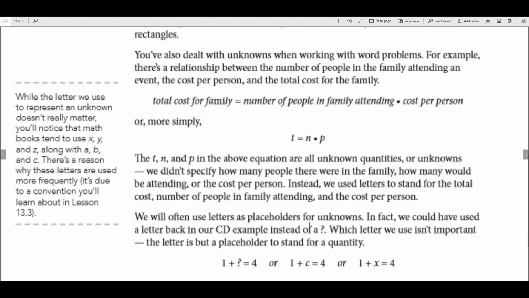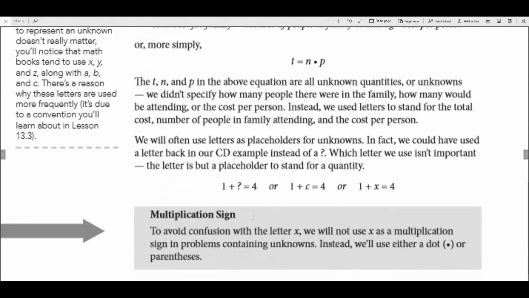We'll often use letters as placeholders for unknowns. In fact, we could have used a letter back in the CD example, the very first example we had, instead of a question mark. Which letter we use isn't important. The letter is but a placeholder to stand for a quantity. So this is what they used, 1 plus question mark equals 4. That's what they used on the very first page. But here they decide to use C, or here they decide to use X.